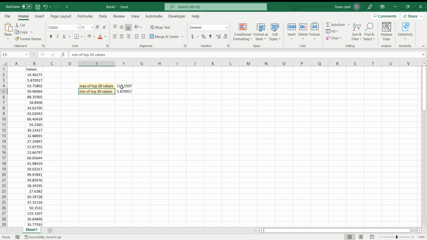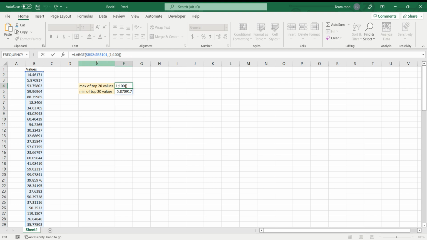So this is a very easy formula. I'm giving you time to see the formula here. Look, first LARGE, then the range, then in the second bracket we specify the positions. This is actually very easy.